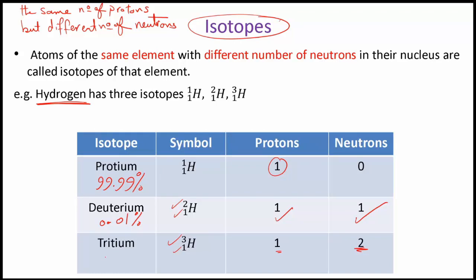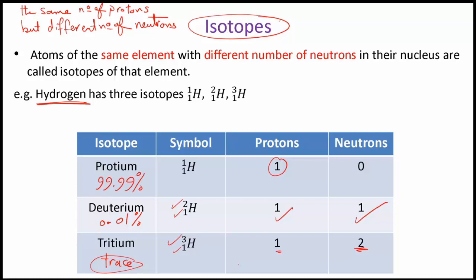Tritium is very hard to find. Just a trace of tritium can be found somewhere. Most of the tritium that we have is made in the lab. But naturally, it's very, very rare. I cannot give it a percentage. I can say 0.00000 whatever. So it's like a trace of tritium.